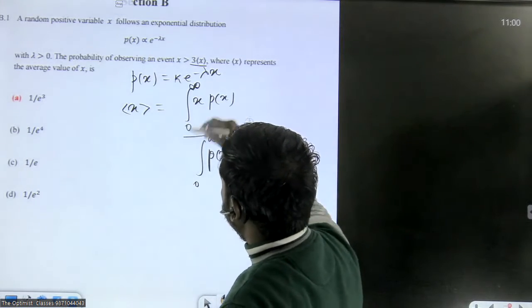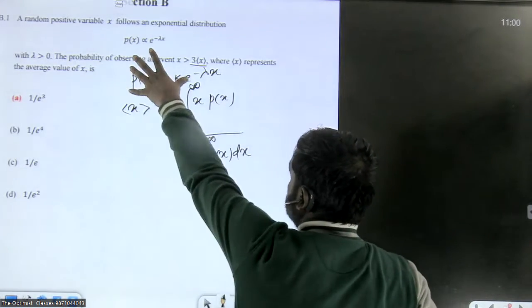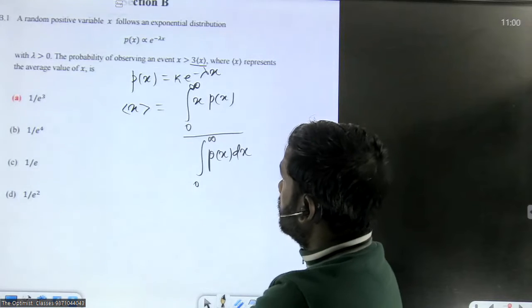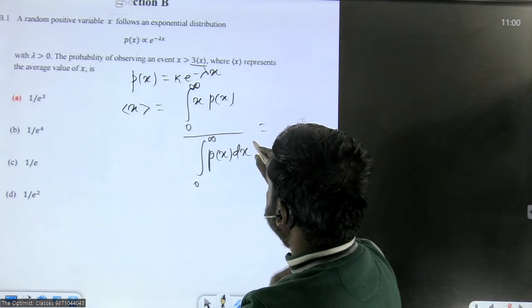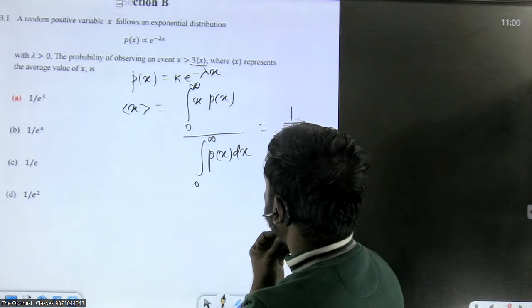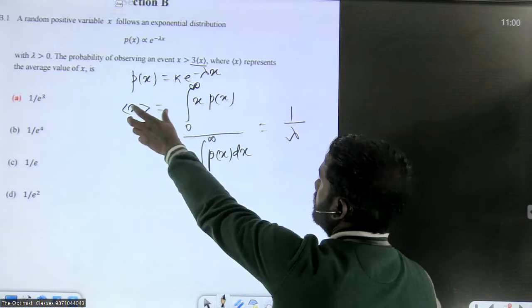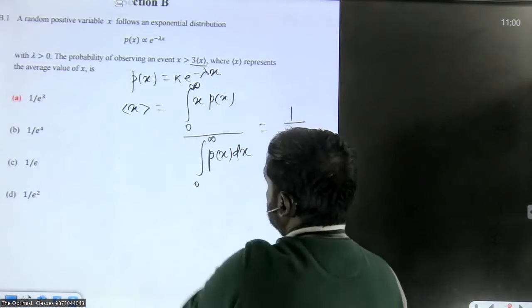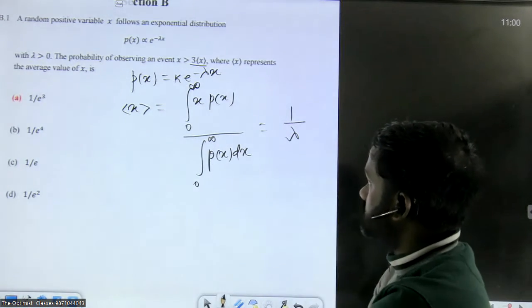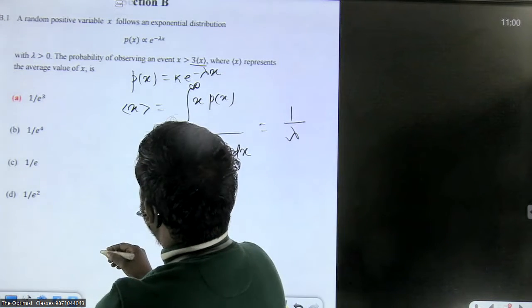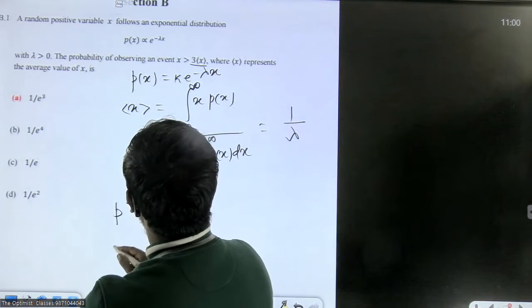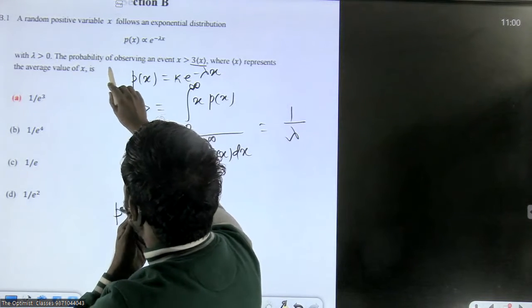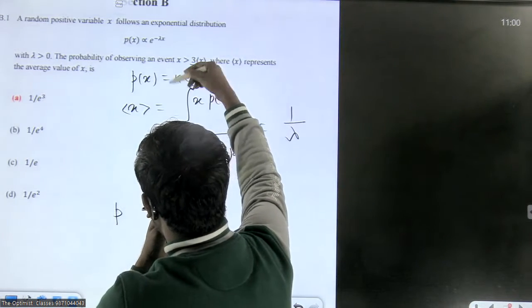You do this integration. Since this is something like radioactive decay, if you calculate this average, it will come out to be 1 by lambda. In radioactivity also we get mean lifetime equal to 1 by lambda. You can just do this integration and check. So now, the question says: probability of observing an event x greater than 3 times average x.